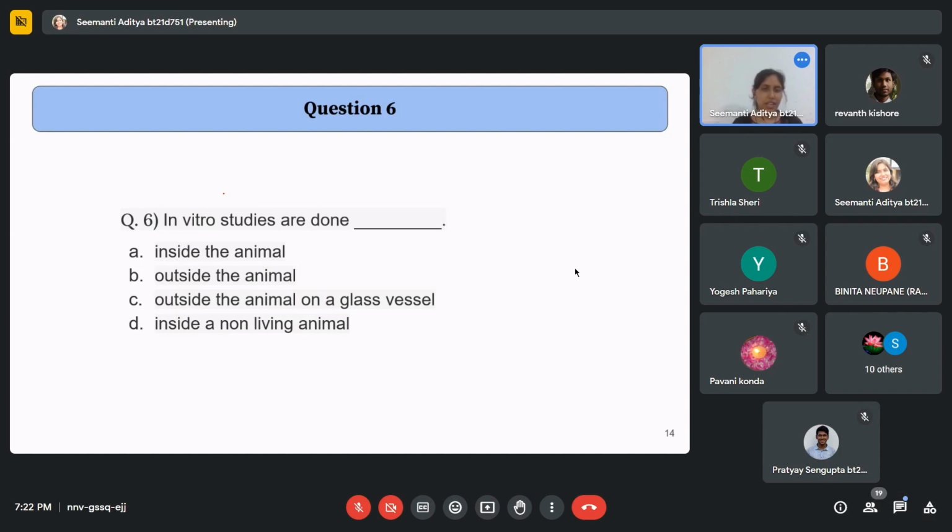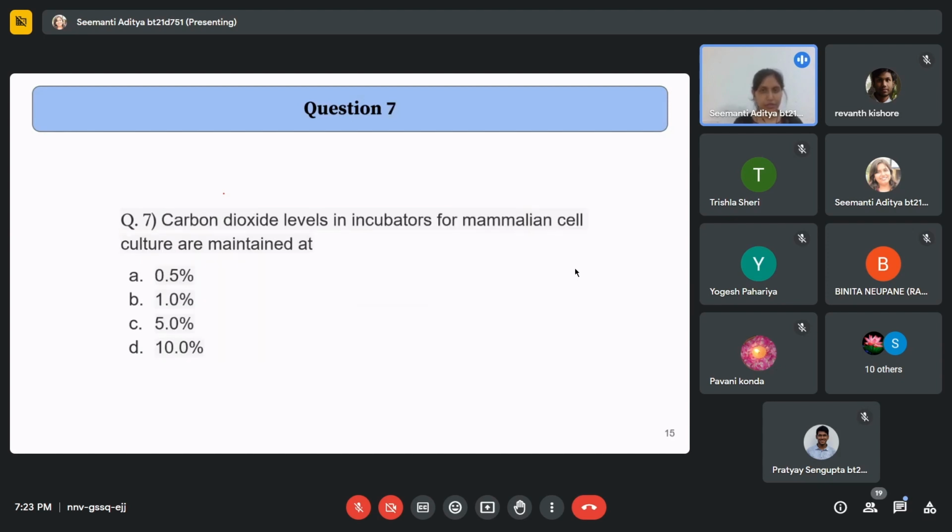Actually, I also have a doubt about this question. The answer is C, but actually it should also be B. In vitro studies are not only done in glass vessels, we also do them in plastic dishes. I don't think option C alone is correct. Both B and C should be correct, because it can be done on glass vessels and also on plastic vessels. The next question.